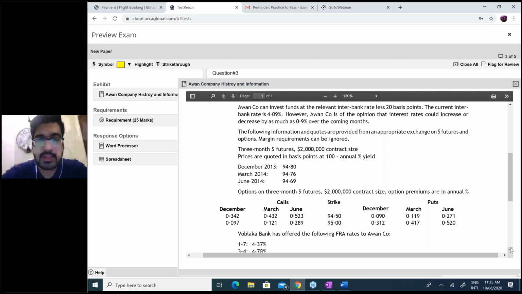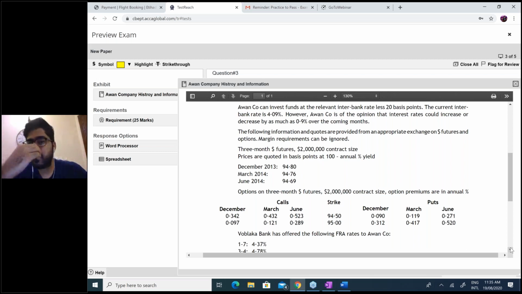Awan can invest funds at the relevant interbank rate less 20 basis points. 100 basis points is 1%. 50 basis points is 0.5%. 20 basis points is 0.2%. This is the standardized rule in the banking sector: 100 basis points is 1%.